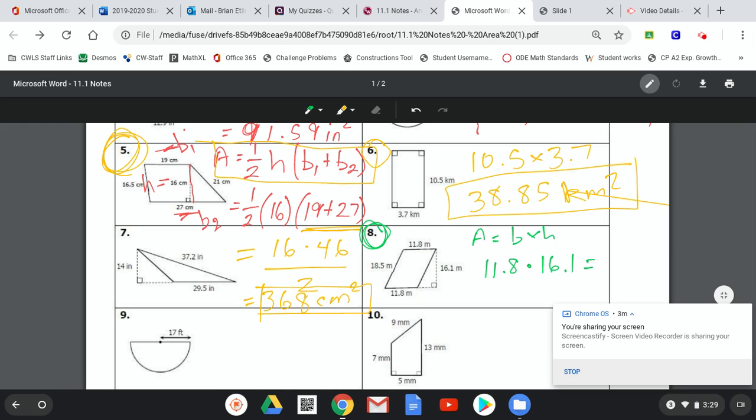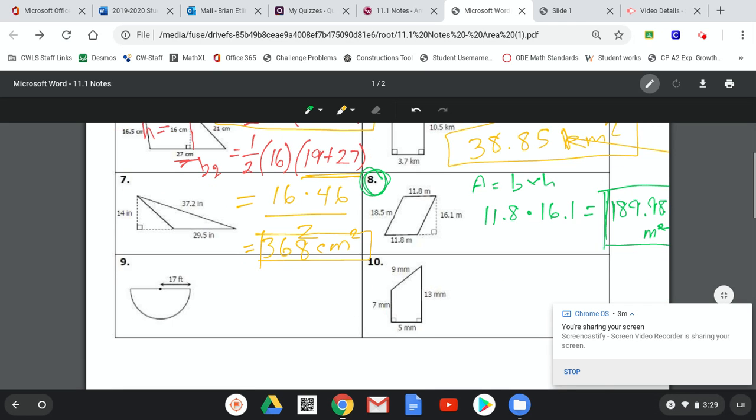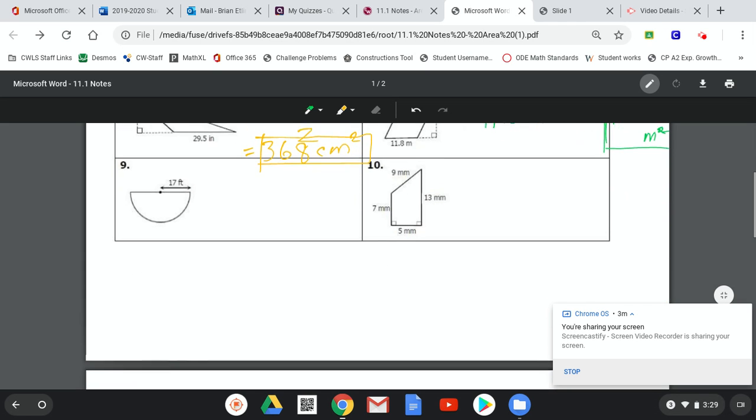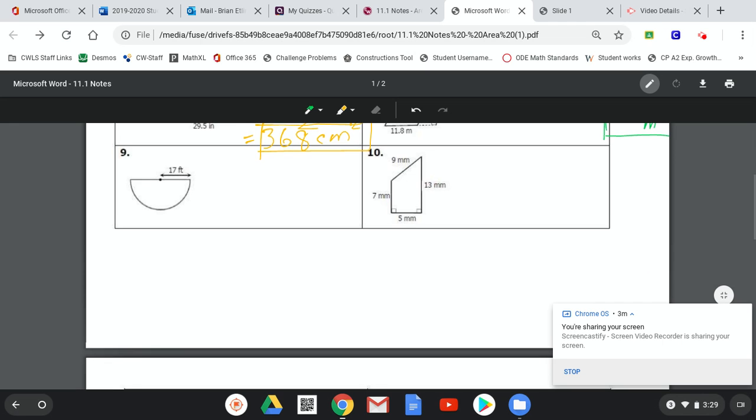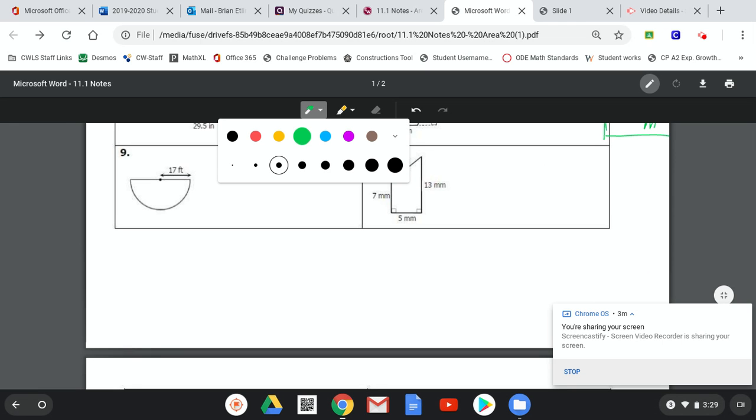What does that give us for an answer? 189.98. All right. And that is meters squared. And that is our answer, 189.98 meters squared for number 8. Okay. So looking ahead here for number 9 and 10. All right, for number 9 and 10.